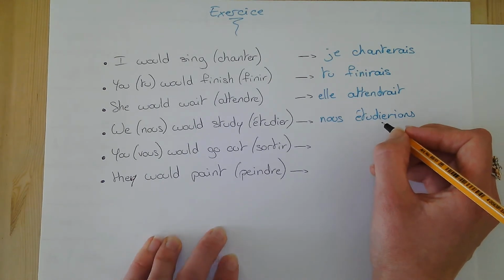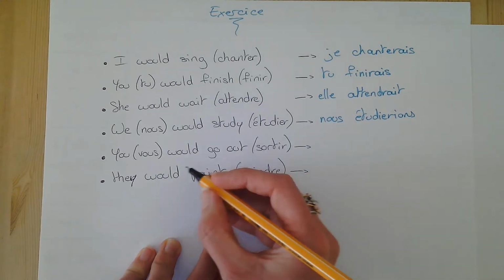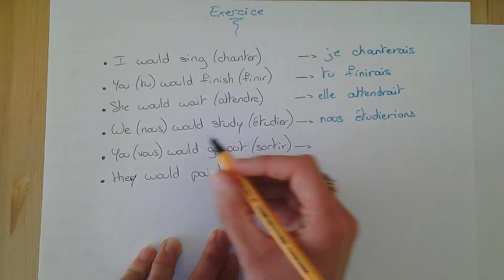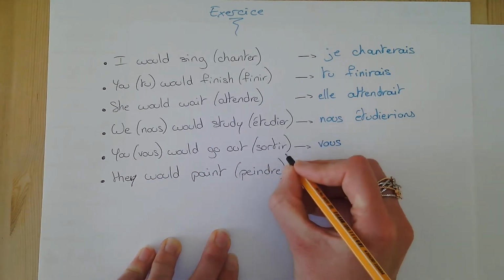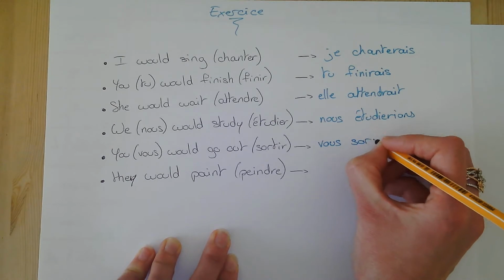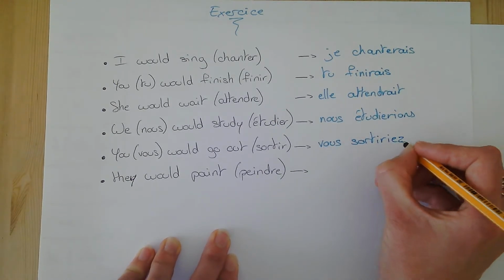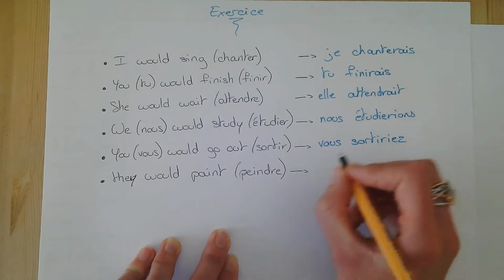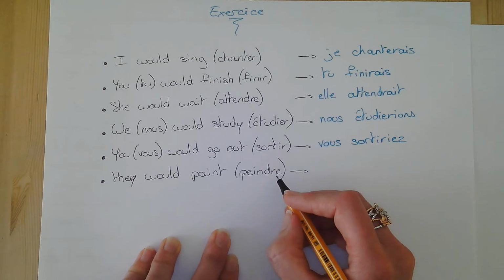I know the E's are annoying in terms of pronunciation. I apologize, I didn't make that rule. So, nous étudierions. You would go out. Vous, IR verb, keep it entirely, and put your conditional ending. Vous sortiriez. They would paint, once again, RE here.